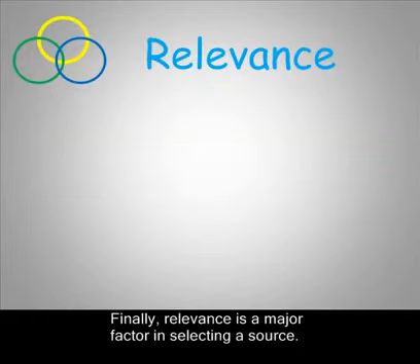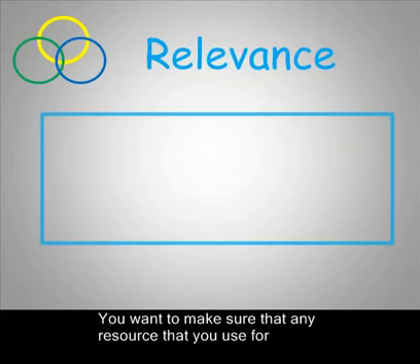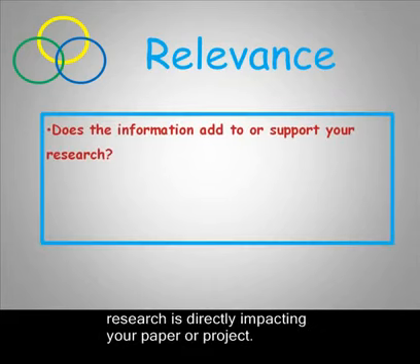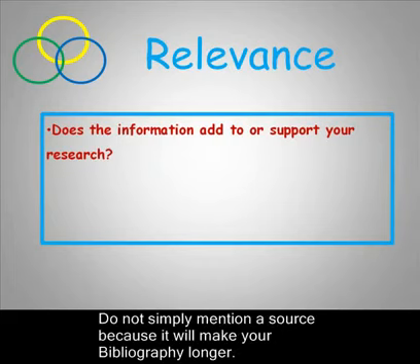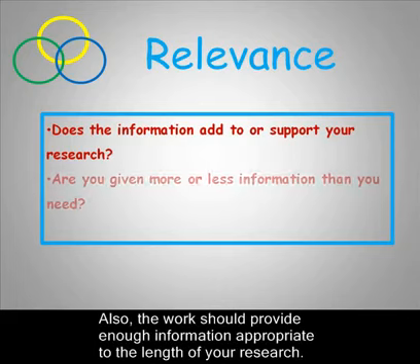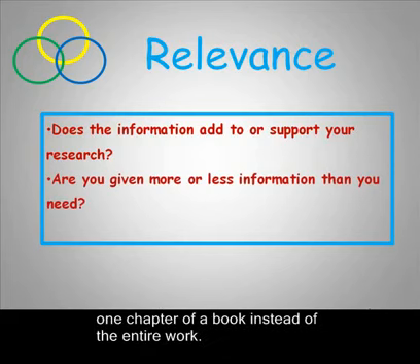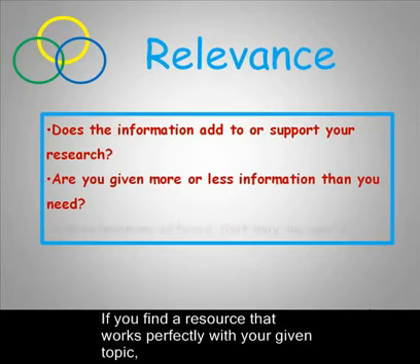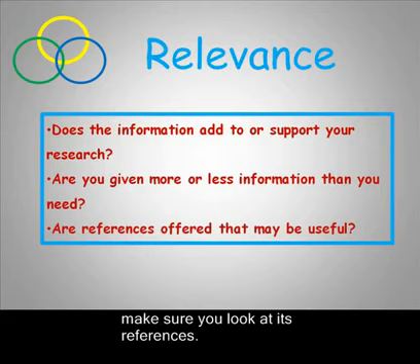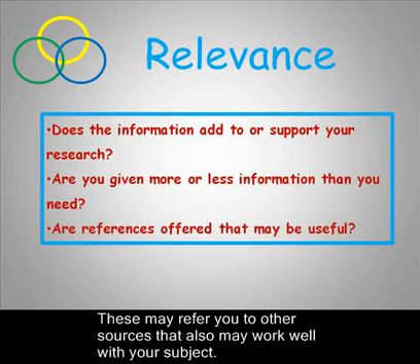Finally, relevance is a major factor in selecting a source. You want to make sure that any resource that you use for research is directly impacting your paper or project. Do not simply mention a source because it will make your bibliography longer. Also, the work should provide enough information appropriate to the length of your research. For example, for a 5-page paper, you may only need to use one chapter of a book instead of the entire work. If you find a resource that works perfectly with your given topic, make sure you look at its references. These may refer you to other sources that also may work well with your subject.